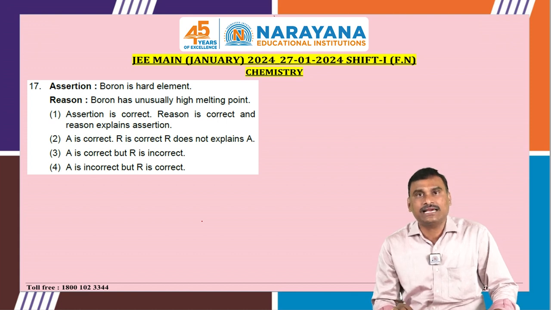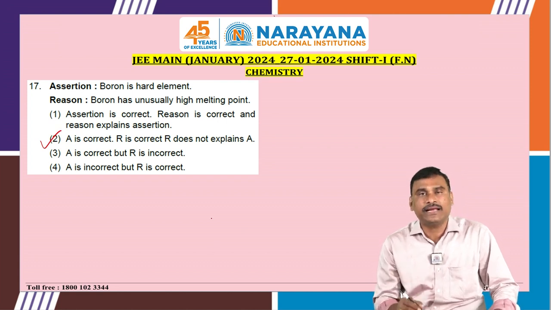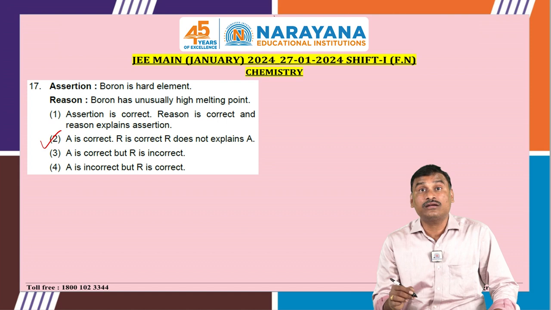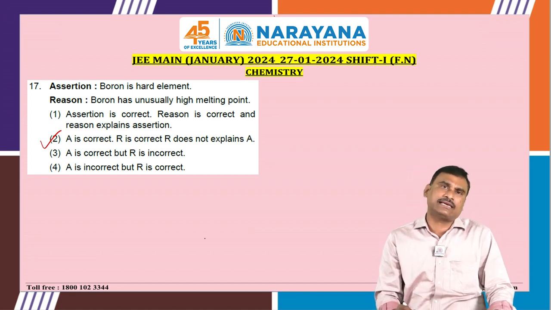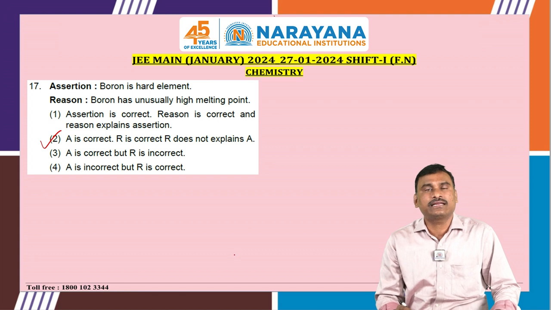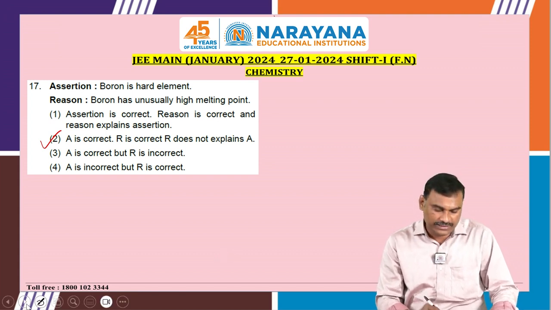Therefore, the assertion is correct, the reason is also correct, but the reason does not explain the assertion, since the high melting point is due to having a strong crystal lattice, but because of having a high melting point, it is not harder. Therefore, both the given statements are correct, that is assertion and reason, but the reason is not the correct explanation of the assertion. So let us go for the next question, student.